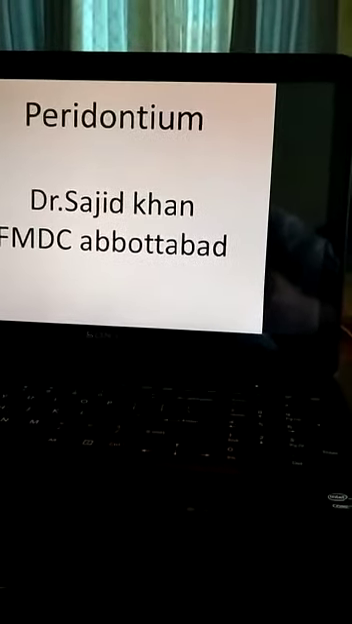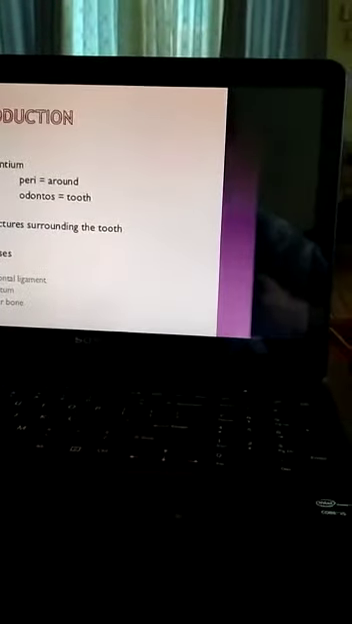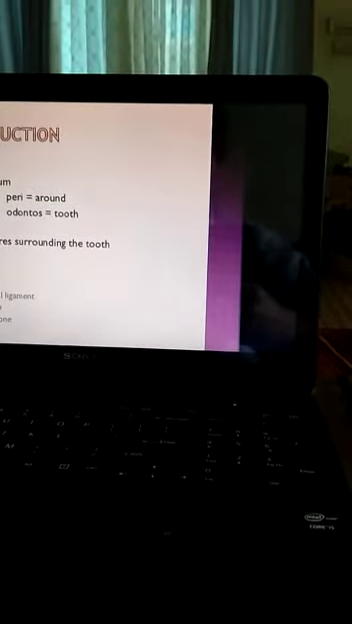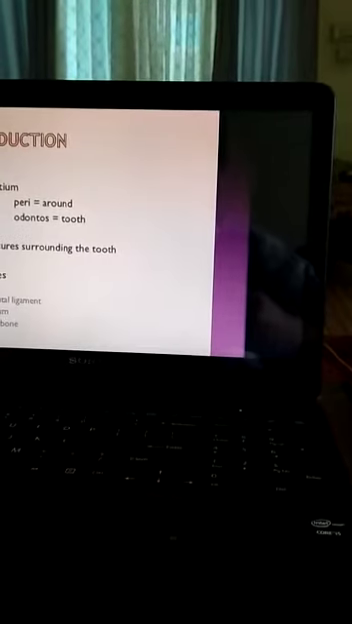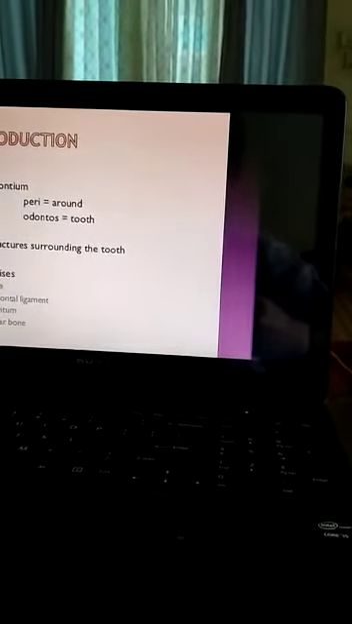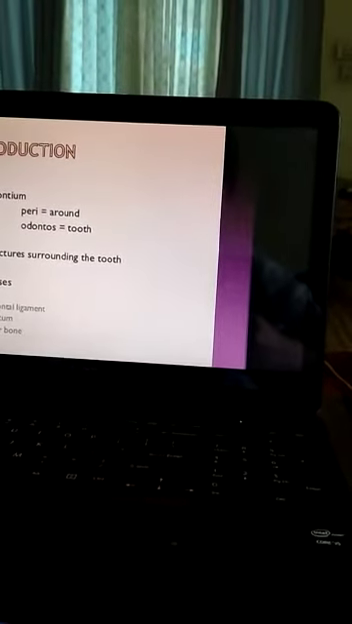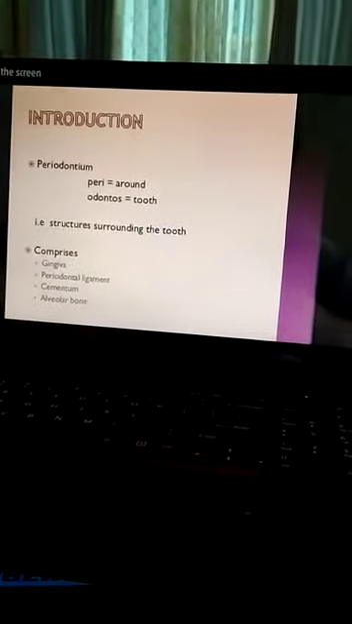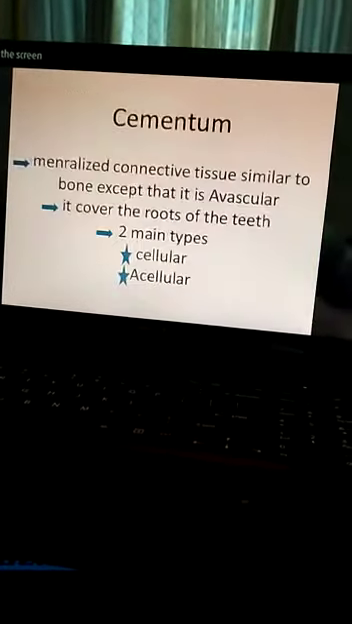Today I am going to discuss periodontium. Let's discuss what is periodontium. The word periodontium is a combination of two words: peri, which means around, and odontus, which means tooth. So the word periodontium means the structure surrounding the tooth. That structure which surrounds the tooth is called periodontium. It consists of gingiva, periodontal ligament, cementum, and alveolar bone.